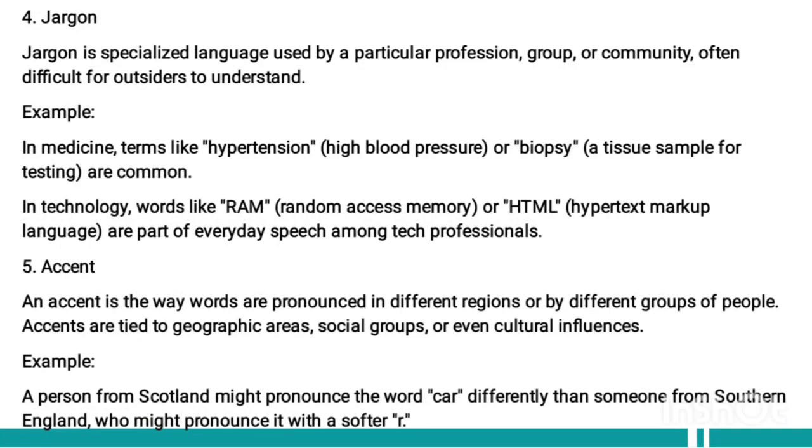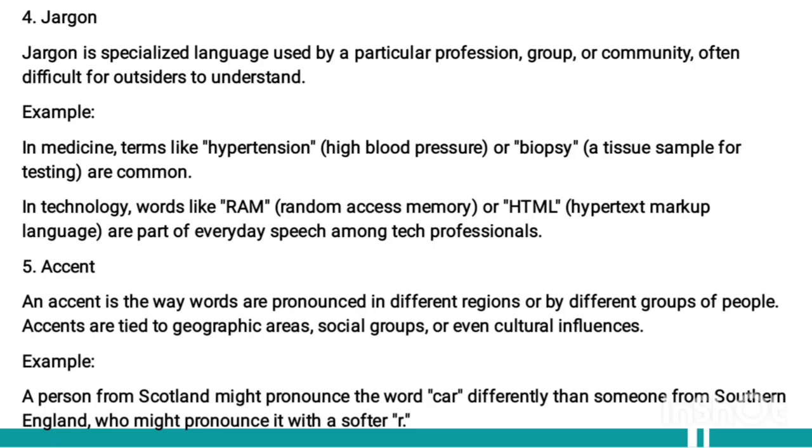Next one is jargon. Jargon is a specialized set of vocabulary that people from a particular profession or group use. It can be hard for outsiders to understand because it's specific to that field or community. For example, in medicine, words like hypertension, high blood pressure, or biopsy, a tissue sample for testing, are common. In technology, words like RAM, random access memory, and HTML, hypertext markup language, are frequently used.